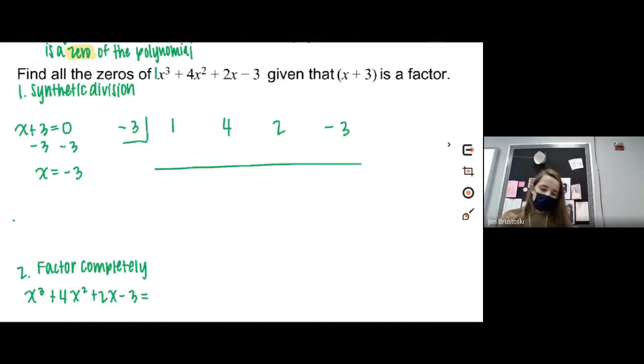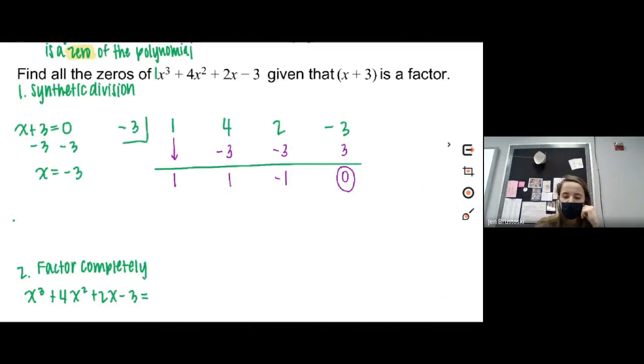Okay, so drop down that 1. Multiply on the diagonal by the number in the box. 1 times negative 3 is negative 3. Add going down, so we're doing 4 plus negative 3 is 1. Multiply on the diagonal. You get negative 3. Negative 3 plus 2 is negative 1. Negative 1 times negative 3 is a positive 3. Add going down, and we get a remainder of 0, which is good. That means it's a factor.